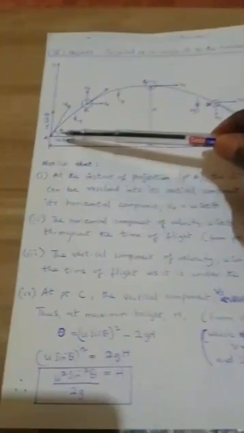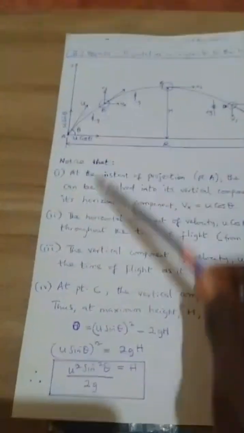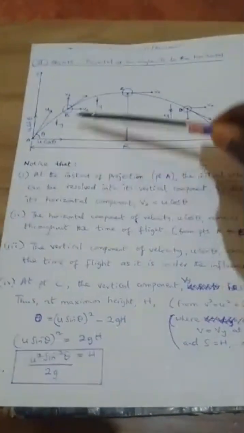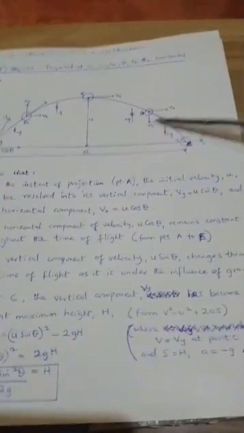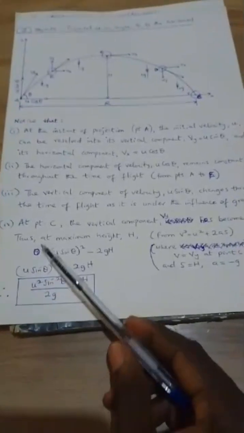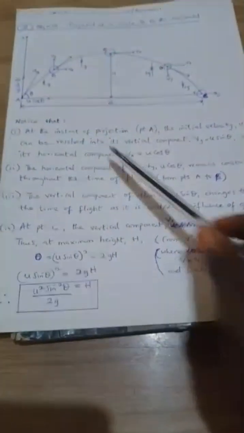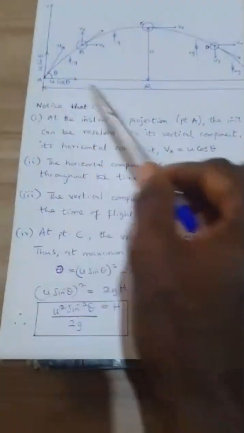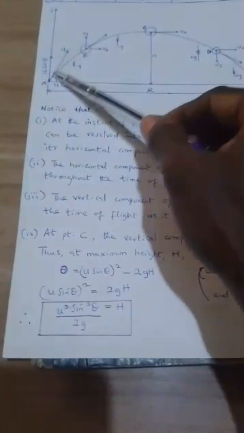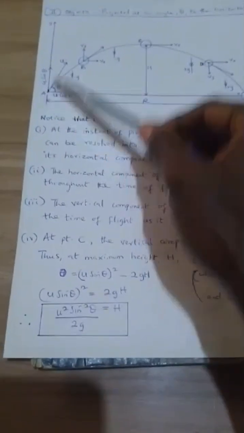So u sine theta, which is the vertical component of our u, changes because gravity will always affect it, either slowing it down or accelerating it. Okay, so that's what we are saying. We've dealt with the horizontal component of velocity, u cos theta, which is the horizontal component of our initial starting velocity, the velocity of projection, or the velocity with which the object is thrown.